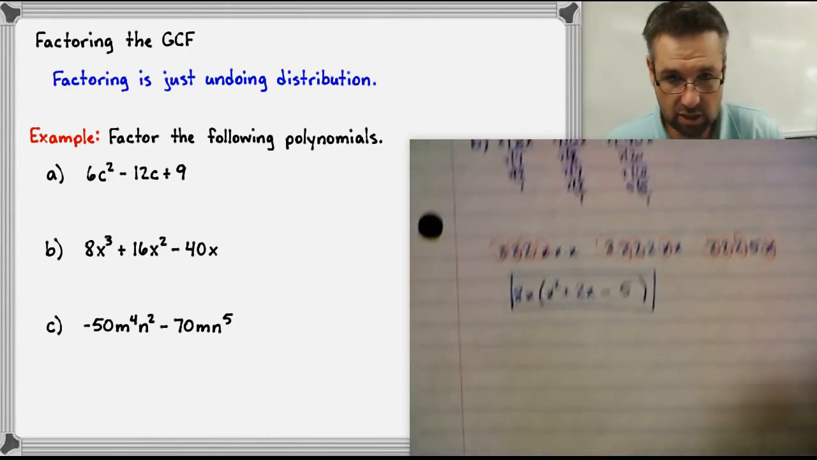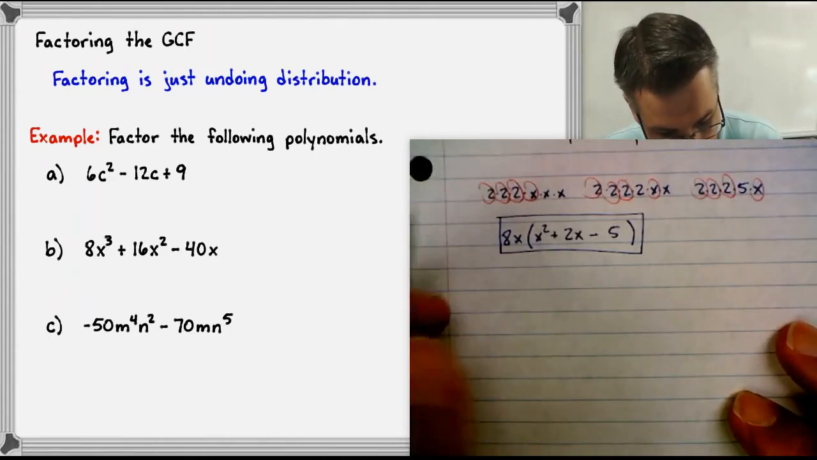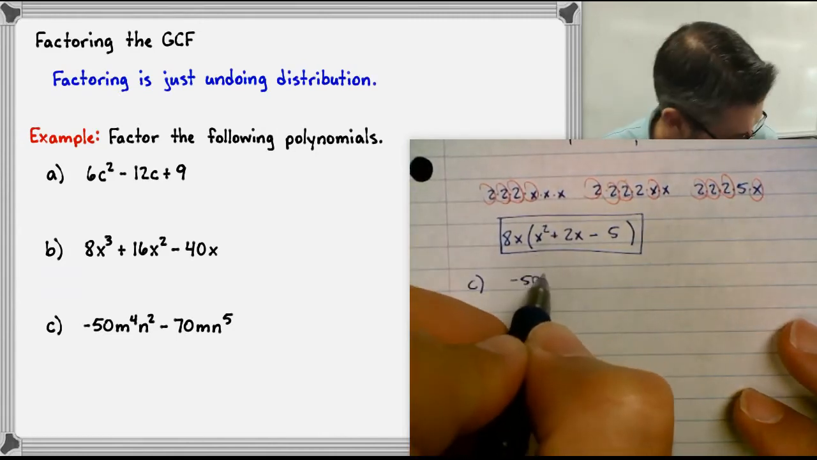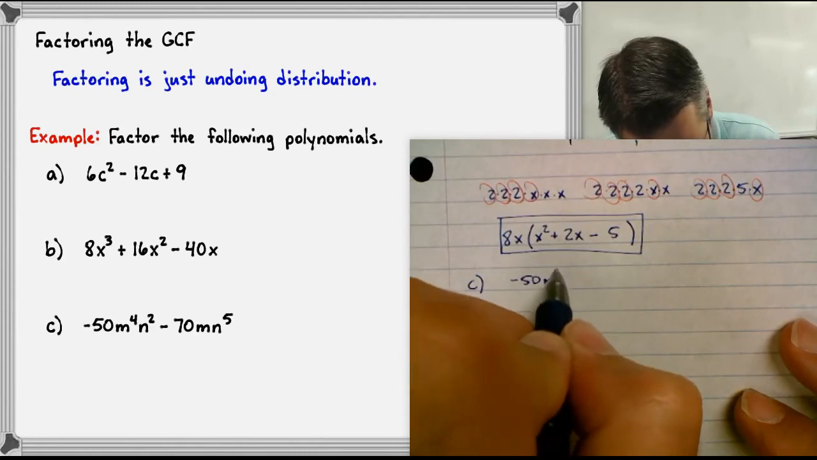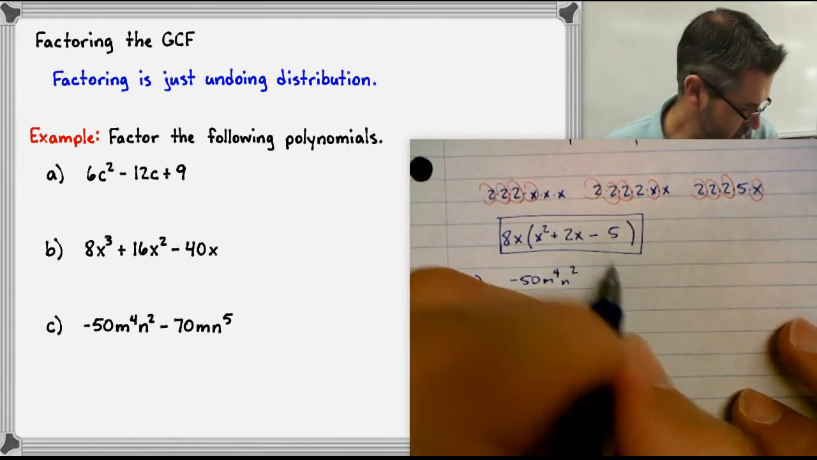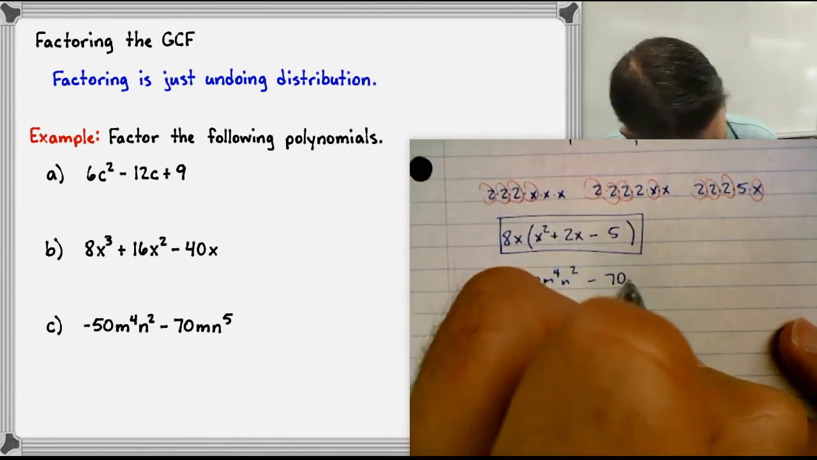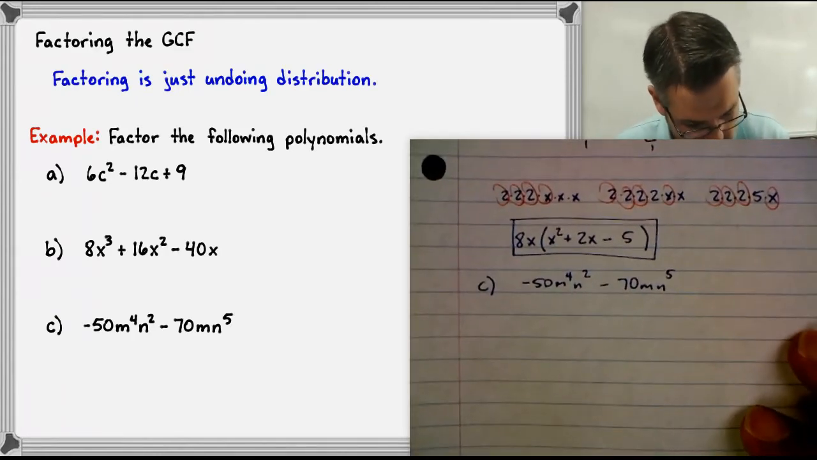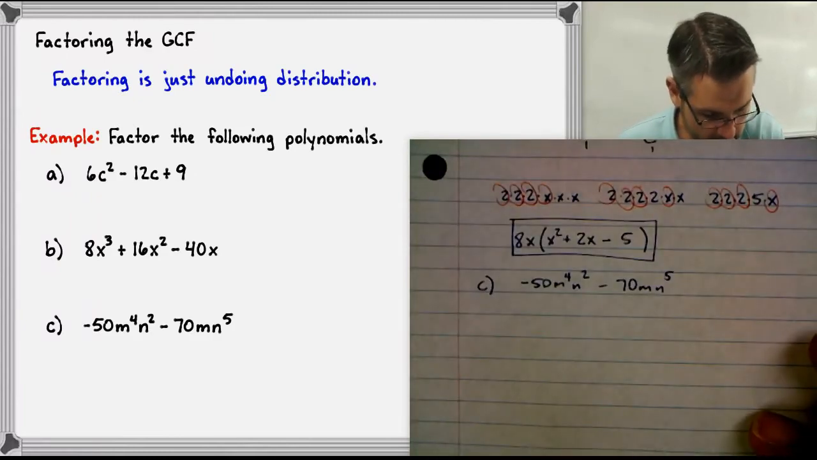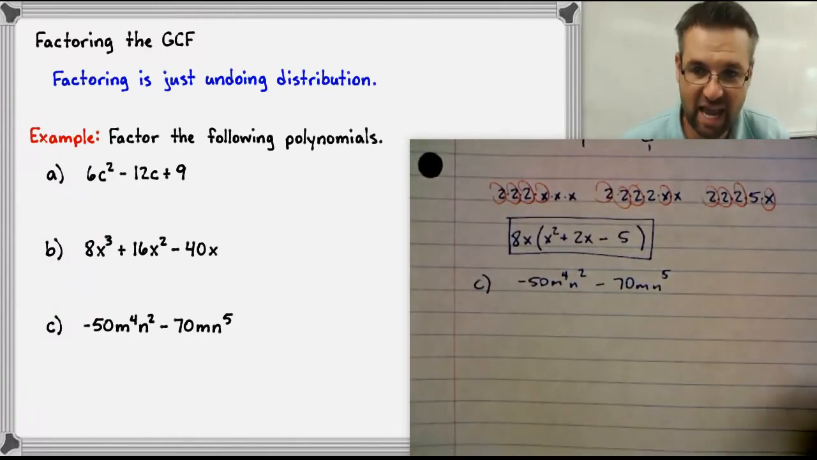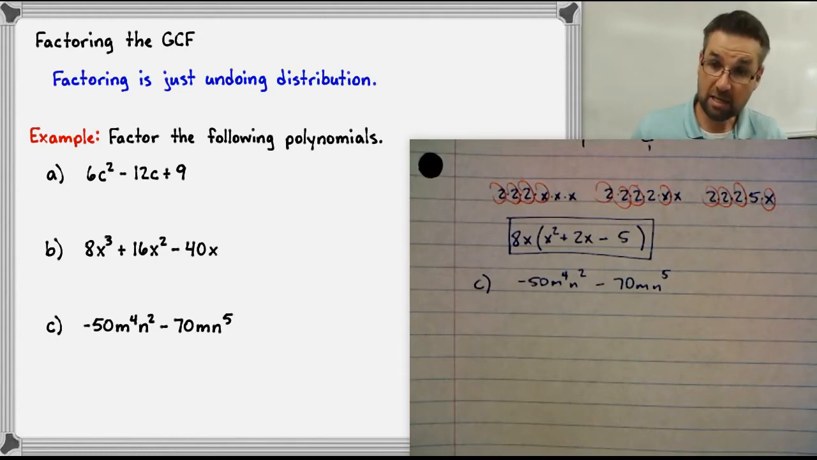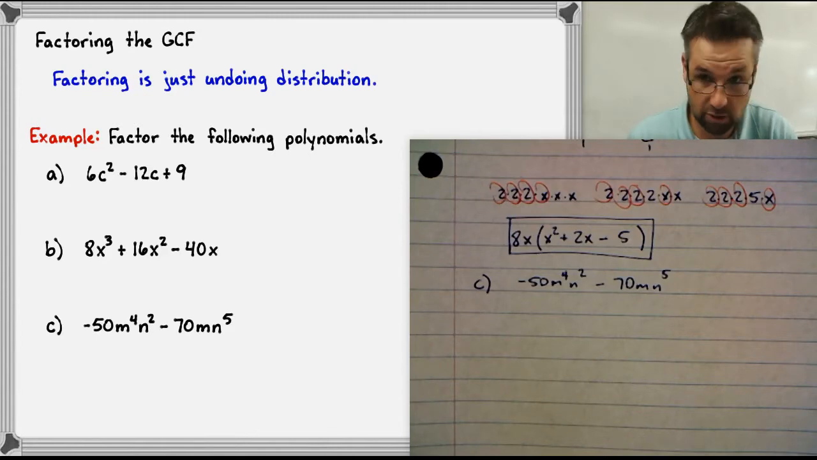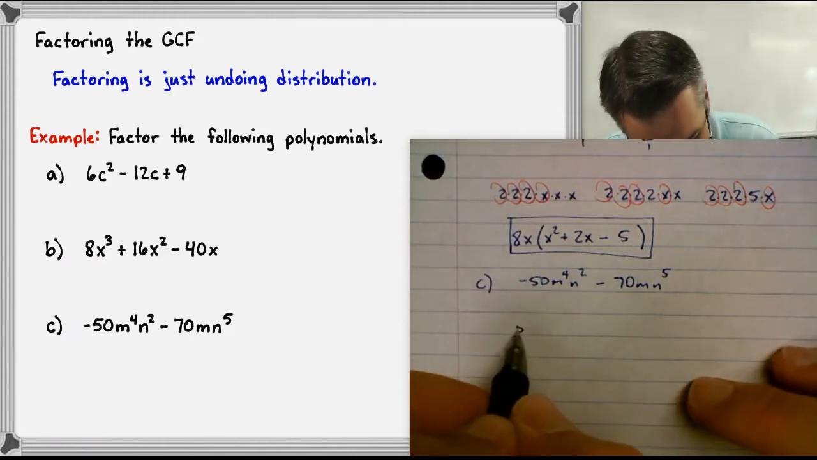Now, C looks a little bit different because you can see that there's multiple variables in C. We have negative 50, m to the fourth, n squared, minus 70, m, n to the fifth. All right, well, let's go ahead and factor these. Notice both of them have a negative out front. That is a common factor. Since they're both negative, I can factor out a negative 1, and you'll see what that looks like in a second. But let's go ahead and take a look at the 50.